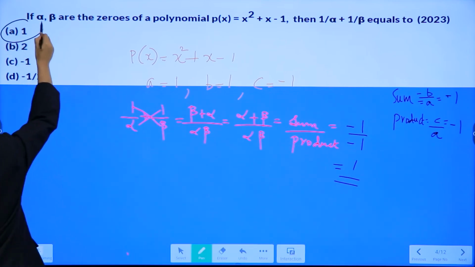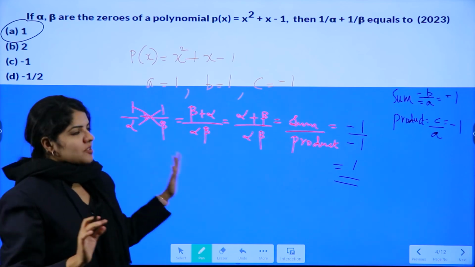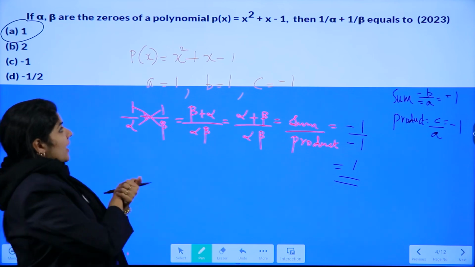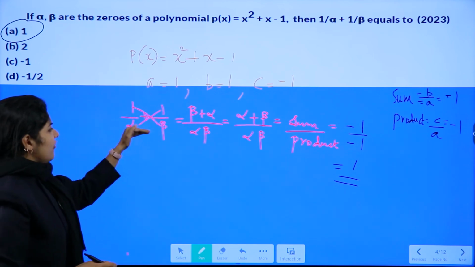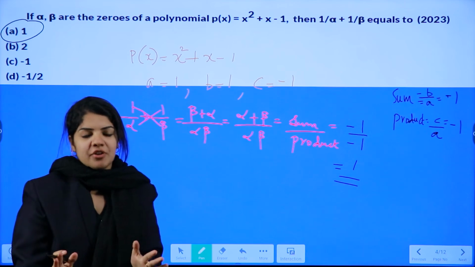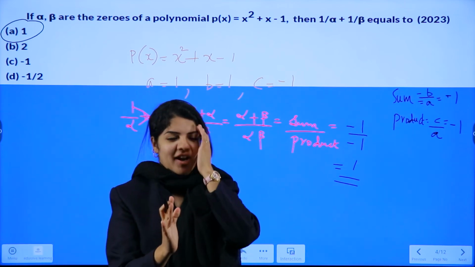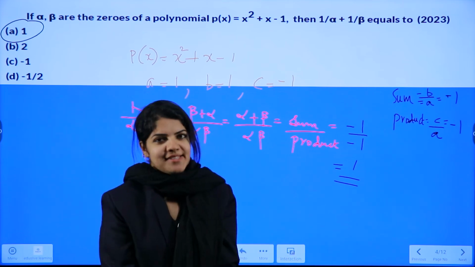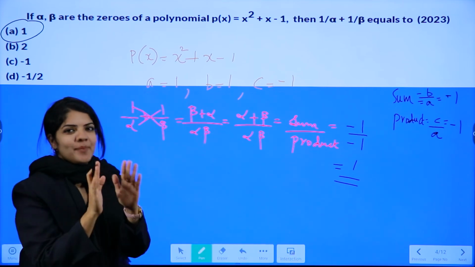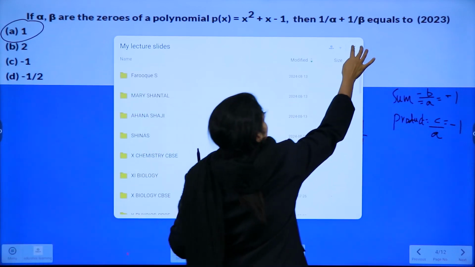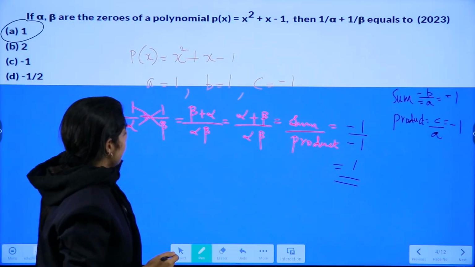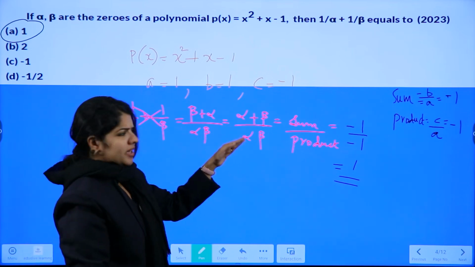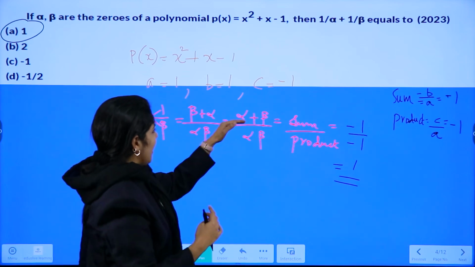So the first option. Okay, I will repeat this question. It is very important, and this is a question from 2023. Find the value of 1 by alpha plus 1 by beta. This is a fraction. So first you have to simplify the fraction by making its denominator the same. So for that you have to take the LCM. So the LCM of alpha and beta is alpha beta, and cross multiplication gives alpha plus beta by alpha beta. Just rearranging, beta plus alpha is the same as alpha plus beta.